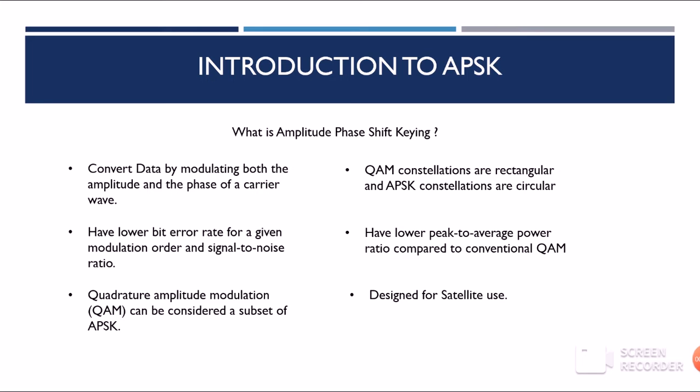Quadrature amplitude modulation can be considered a subset of APSK because all QAM schemes modulate both the amplitude and phase of the carrier. Conventionally, QAM constellations are rectangular and APSK constellations are circular. However, this is not always the case. The distinction between the two is in the production. QAM is produced from two orthogonal signals.